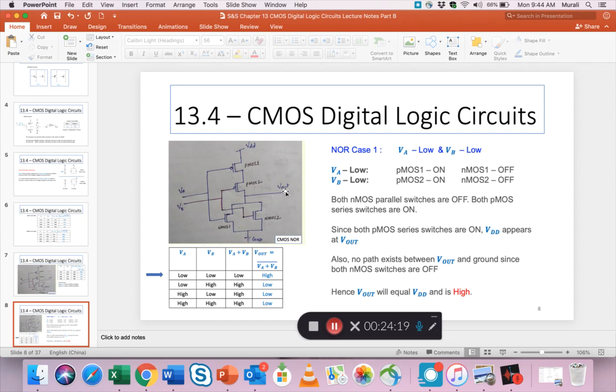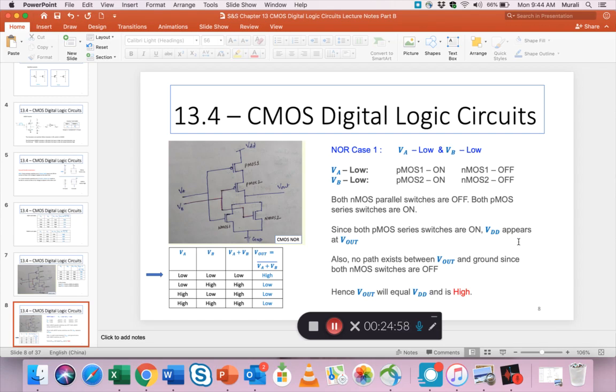If we want this to be high, these have to be off, so that there is no path for ground to suddenly show up there, right? So luckily, no path exists between Vout and ground, since both the NMOS switches are off. So now we are happy, right? We checked that these two are on, that brings the voltage here, VDD comes out to Vout, so Vout is high, and both the NMOS switches are off and they are in parallel, so it works. And Vout can stay safely at VDD, which is a high.